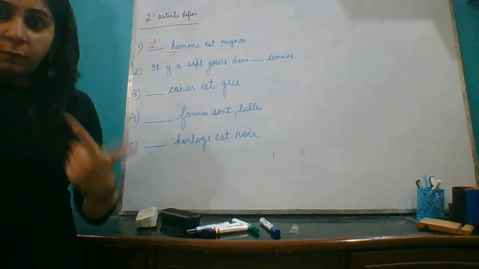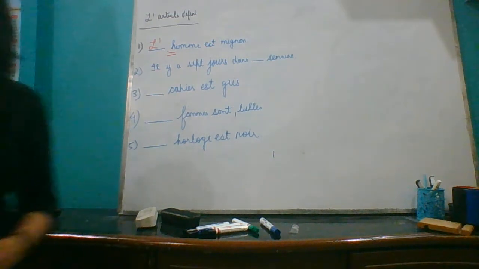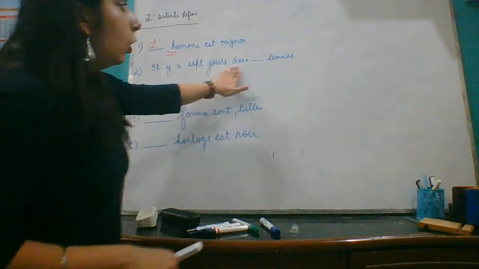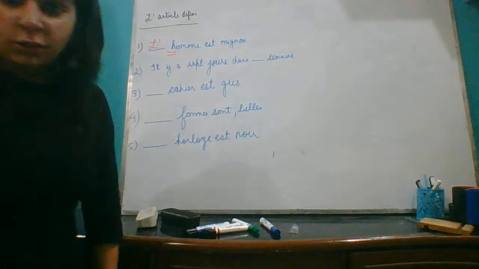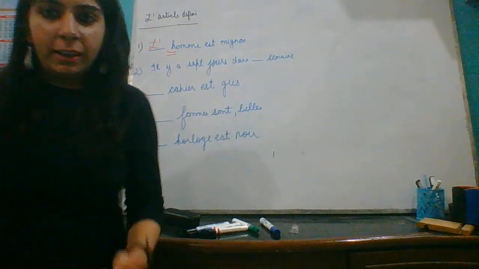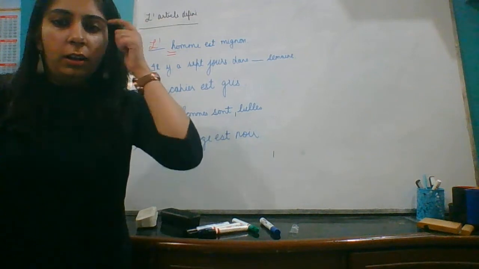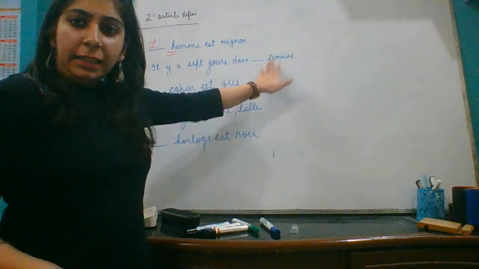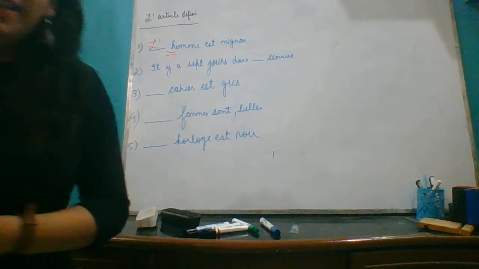But for plural and vowels, you just need to put them straight. Now, moving on to the second. Il y a 7 jours dans dash semaine. You have listened to this statement earlier in the days of the week video also. Il y a 7 jours dans dash semaine. There are 7 days in the week.